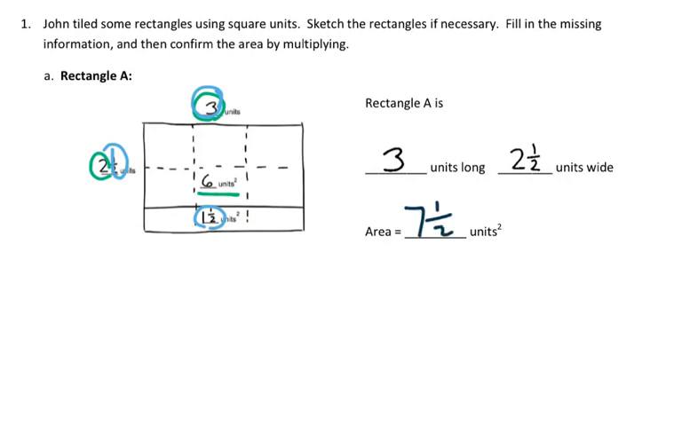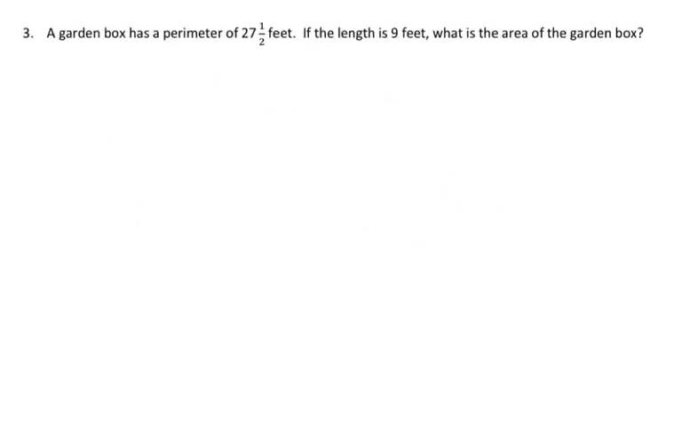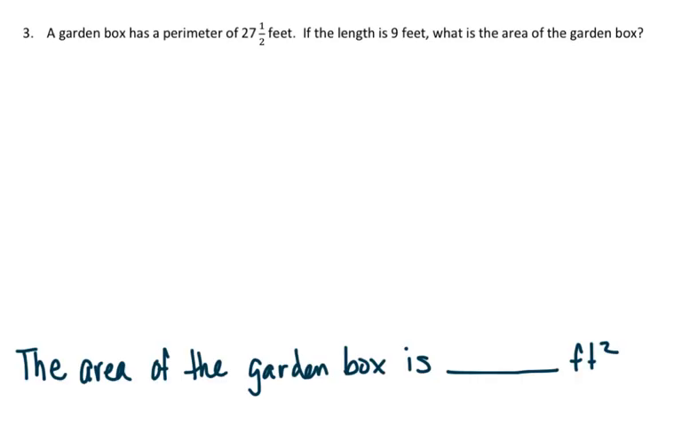So we're going to look at another problem, and we have question number 3, and it reads, a garden box has a perimeter of 27.5 feet. If the length is 9 feet, what is the area of the garden box? Okay, so let's start with our target sentence, and it reads, the area of the garden box is blank square feet. So let's just sketch out what the garden box would look like.